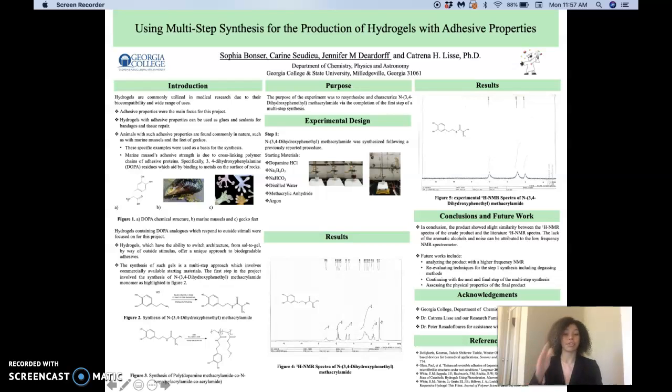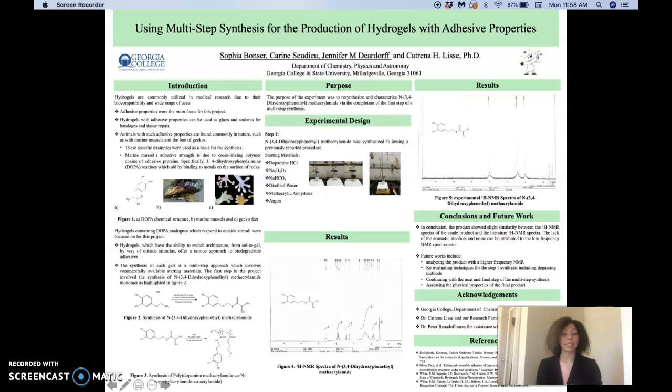As you can see in figure 2, the main reagent used is dopamine HCl, and our goal was for dopamine HCl to react with our methacrylic anhydride, but those are not the only reagents used. As you can see in our experimental design section, we also used sodium borate, sodium bicarbonate, distilled water, and argon. The argon was used for our degassing method using the Schlenk line, so it wasn't actually a part of the solution, but it was used to help the solution react.